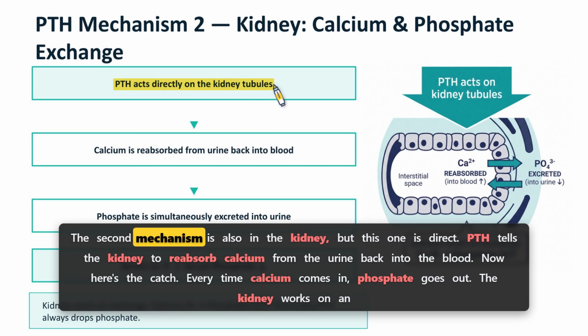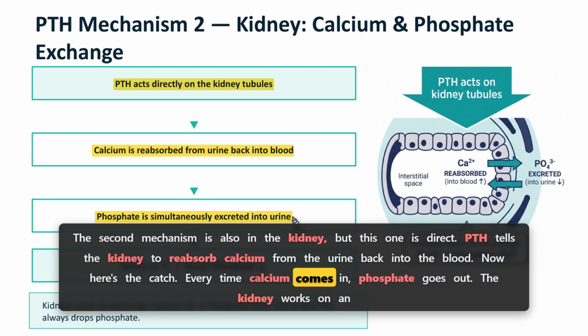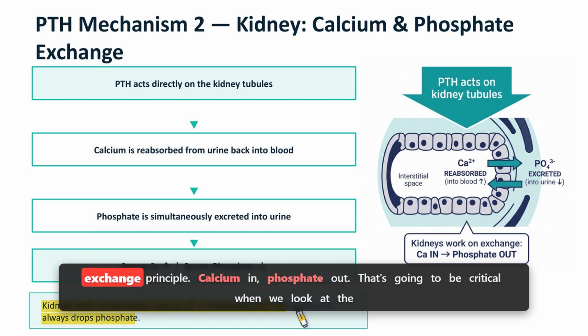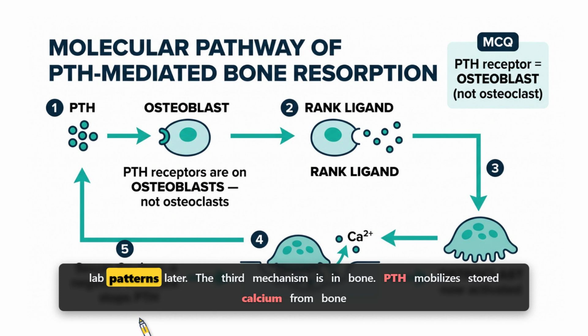The second mechanism is also in the kidney, but this one is direct. PTH tells the kidney to reabsorb calcium from the urine back into the blood. Now here's the catch. Every time calcium comes in, phosphate goes out. The kidney works on an exchange principle: calcium in, phosphate out. That's going to be critical when we look at the lab patterns later.